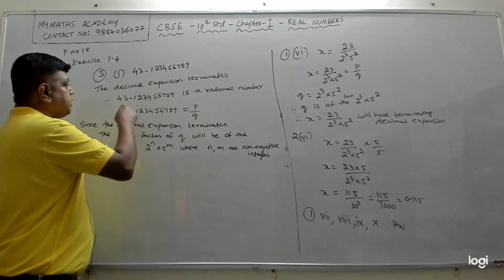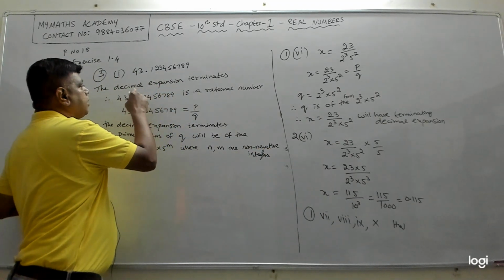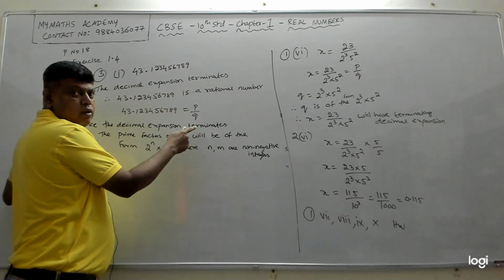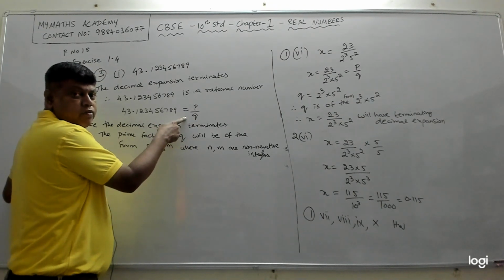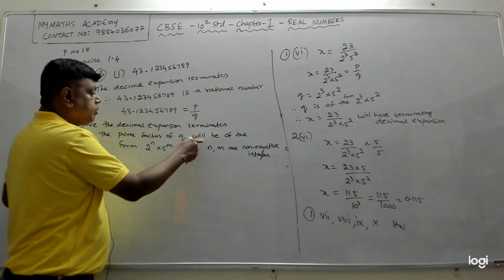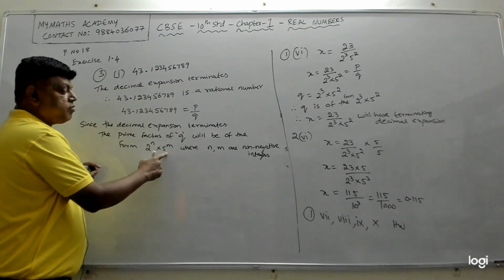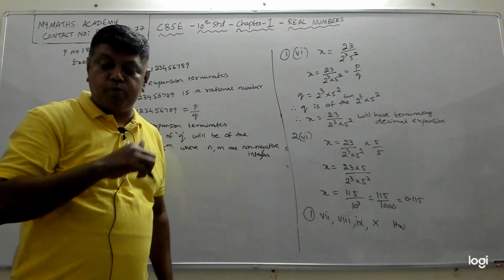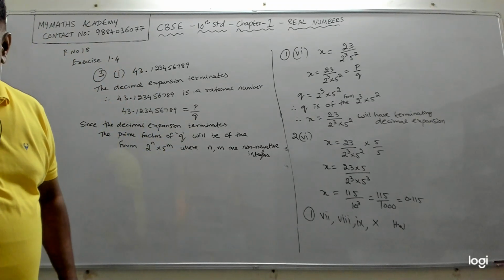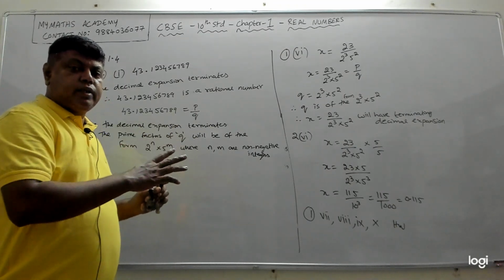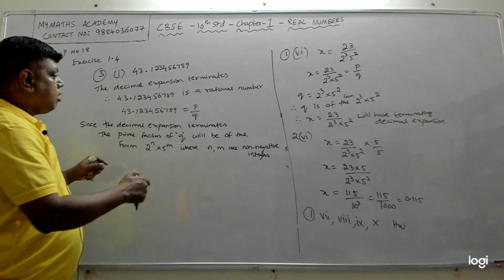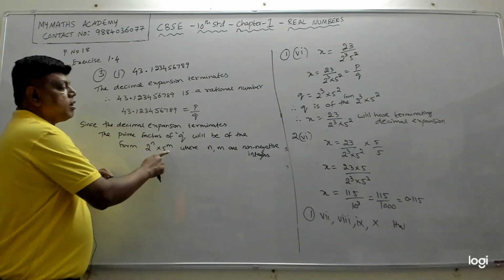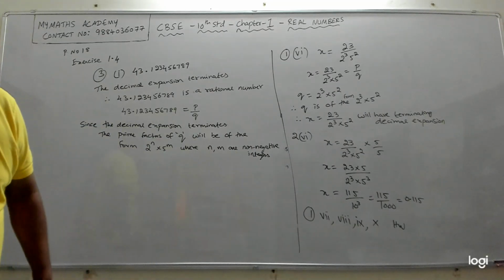Clear? So first it is a rational number because the decimal expansion terminates, which means I can write it in the form of p by q. But what can I talk about the prime factors of q? The prime factors of q will be of the form 2 power n into 5 power m because the decimal expansion terminates. As per theorem 1.5 in your textbook, page number 16, if the decimal expansion terminates, then q will be of the form 2 power n into 5 power m. Right?